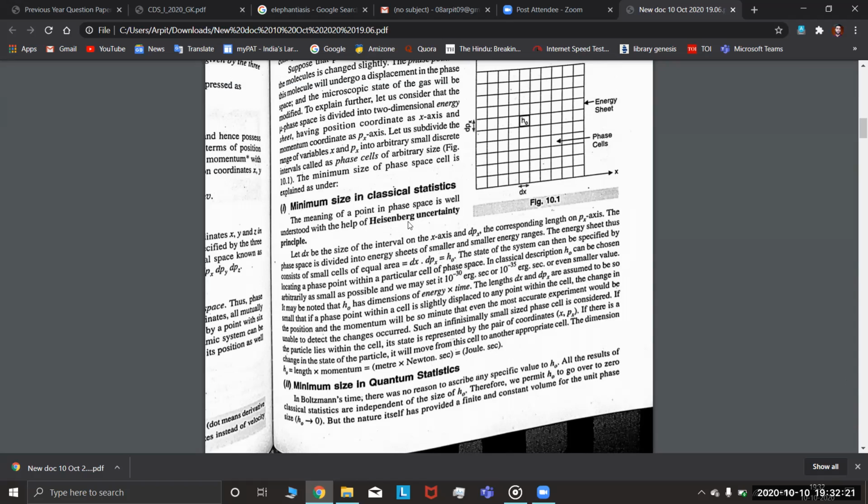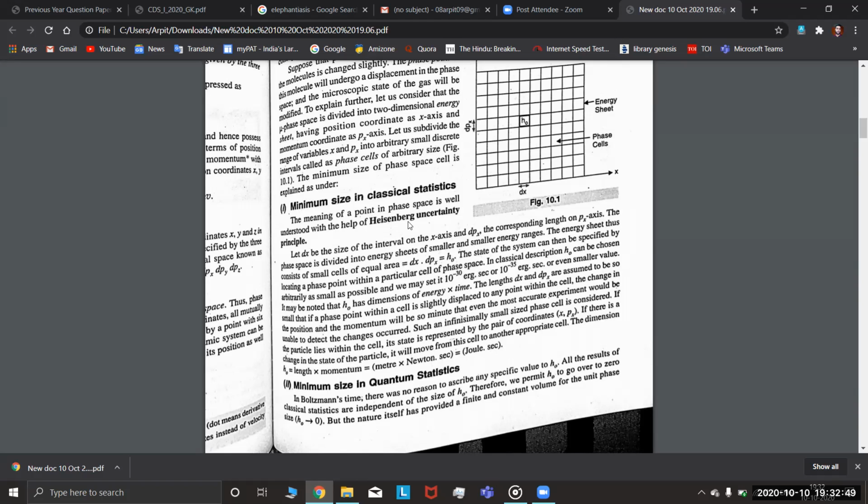and dx when combined gives energy multiplied by time. So we are talking about nothing but energy. So this energy sheet thus consists of small cells equal to area dx into dpx, and the product of this we are telling it as h naught. The state of a system can be specified by looking at a phase point within a particular cell of phase space.